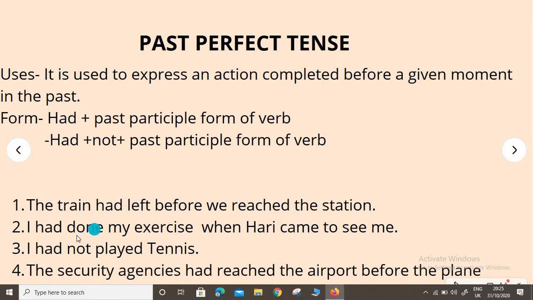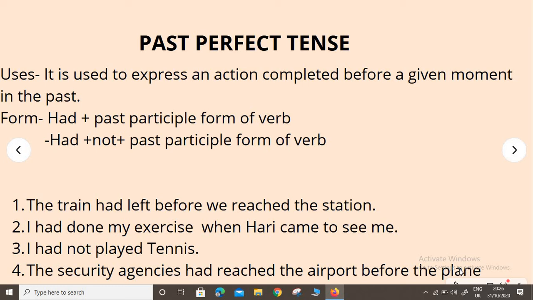So this action had already been done when Hari came to see me. I had not played tennis. So had plus not. So this is the negative sentence. Next one is: the security agency had reached the airport before the plane. So the agency had already reached the airport before the plane had arrived, or before the plane arrived.